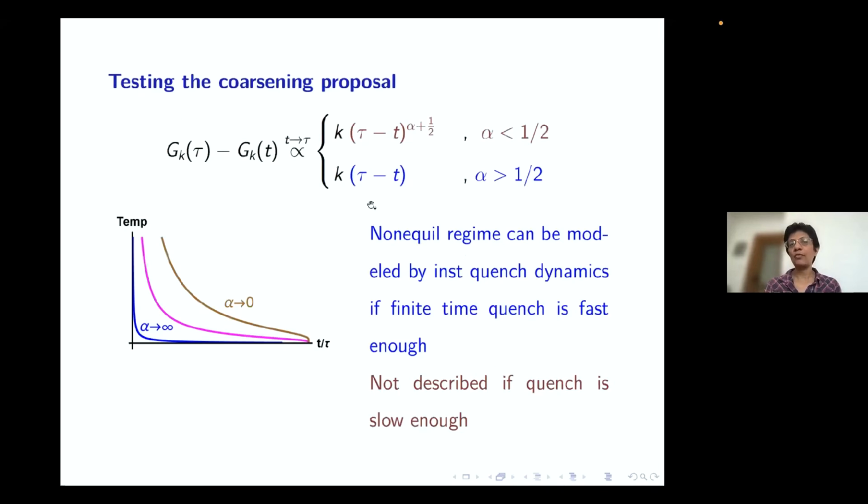This is what we worked out from the double integral, and we find that indeed the linear scaling holds, provided this number alpha is larger than half; otherwise it's sublinear. What that means is that this suggests, at least, that we can model the non-equilibrium regime in slow quench problems by the instantaneous quench dynamics, provided the finite time quench is fast enough.